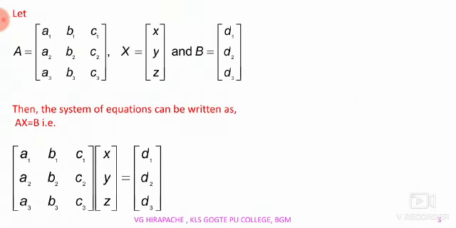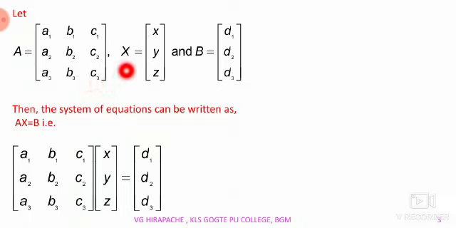To solve this system of equations, that is to find the values of x, y, z, let me express the given linear equations in matrix form. Let me write the matrix A is equal to, the first row consists of the coefficients of x, y, z of the first equation, a1, b1, c1. The second row is a2, b2, c2 and the third row elements are a3, b3, c3.